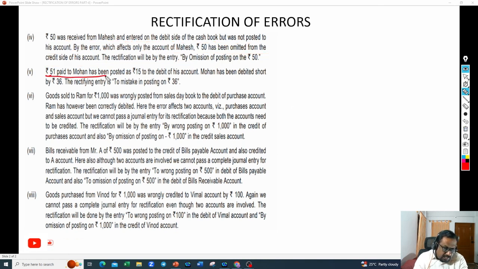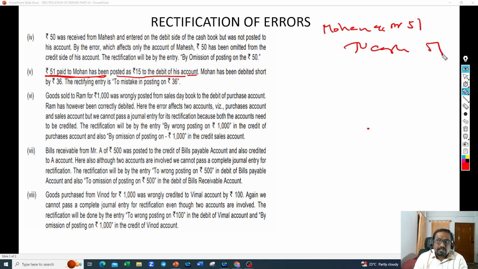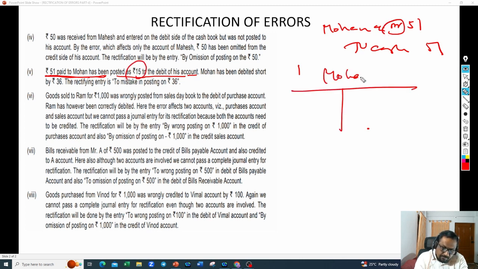51 rupees paid to Mohan has been posted as 15 to the debit of his account. 51 paid to Mohan. When we pay Mohan, what entry we write? Mohan account debit 51 to cash account 51. This is how we are supposed to write. But what did we do? Mohan account has been debited with 15 rupees. So when I prepare the Mohan account, I need to debit 51, right? Instead of debiting 51, I debited 15. That is what he's saying.